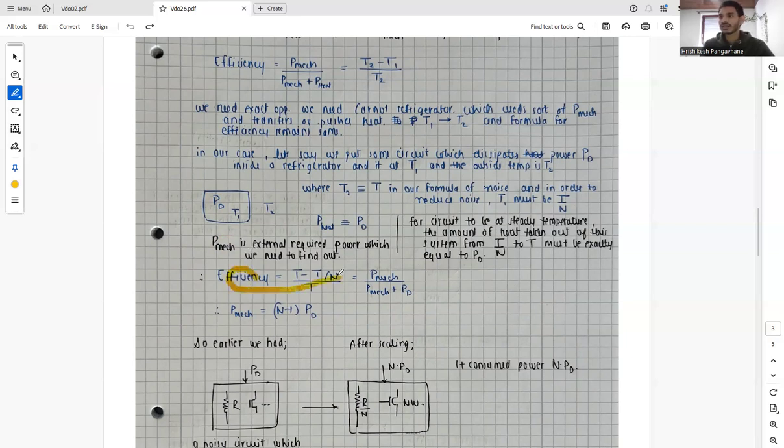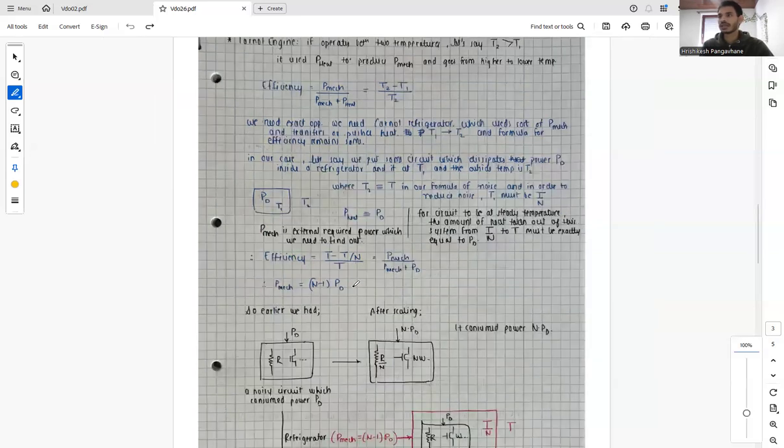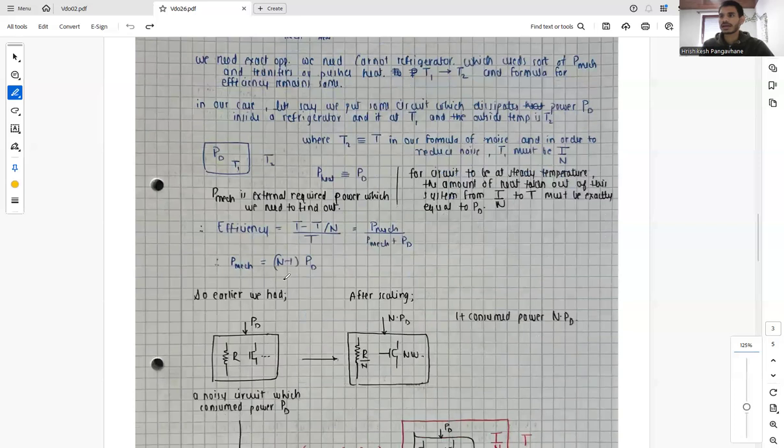So our efficiency will be given by T minus T by N divided by T, which is P mech divided by P mech plus the power dissipated by the circuit. And what we have to find is the external power which is needed. So from this equation, we can say that P mech is nothing but N minus 1 times PD.